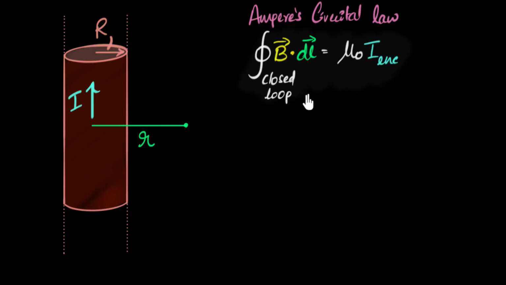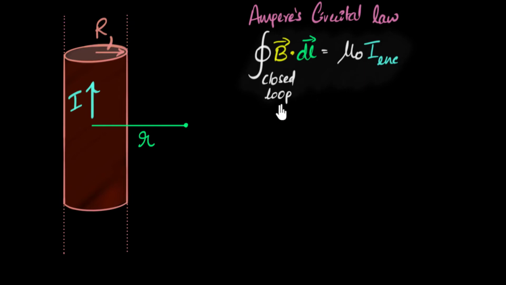What does this say? Just a quick refresher. It says choose a closed loop and walk along that loop and calculate this integral. And that should always equal mu naught times the current enclosed by the loop. And we've talked more about that in our previous videos on Ampere's circuital law. If you need a more refresher, feel free to go back and check that out.